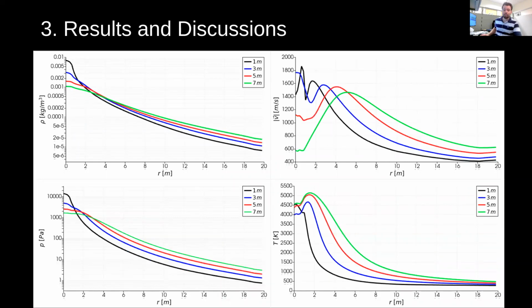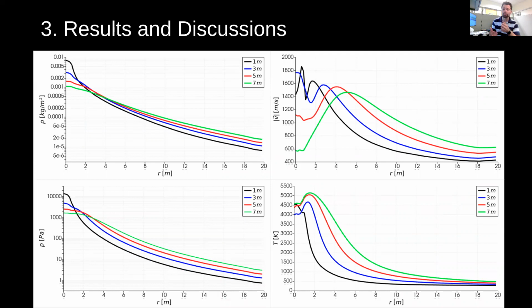Variations of density, velocity, pressure, and temperature with the radial position depend on the shock wave characteristics and lander altitude. These profiles were extracted from a line probe 0.5 meters above the surface. Due to the lack of ambient back pressure, all variables rapidly reduce with the radial position.